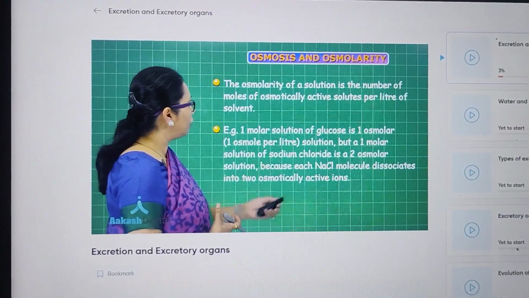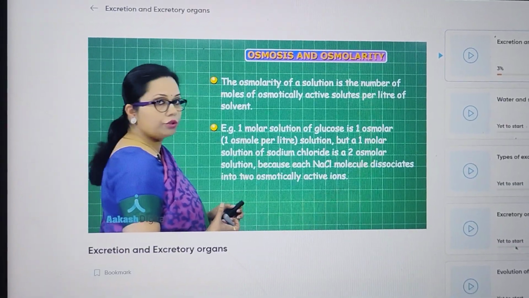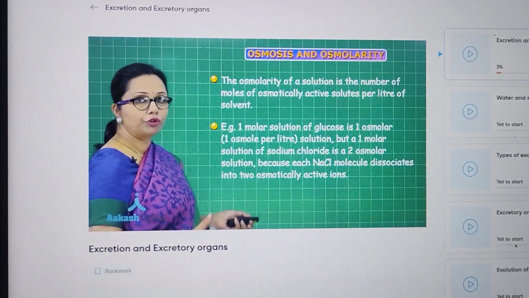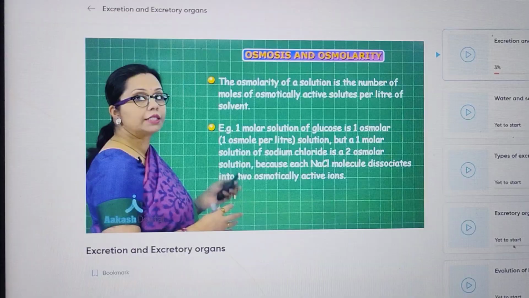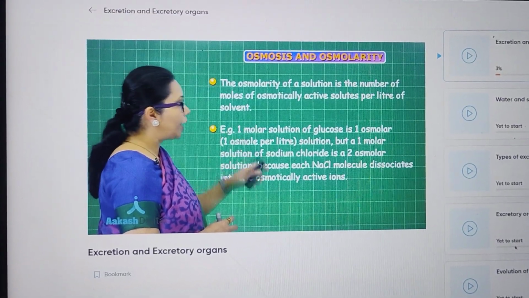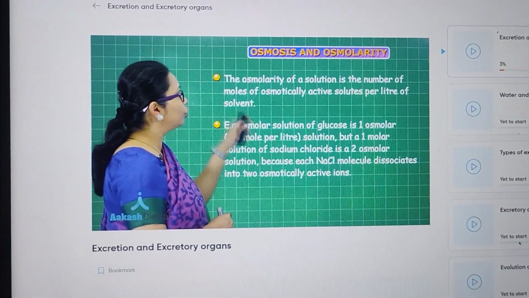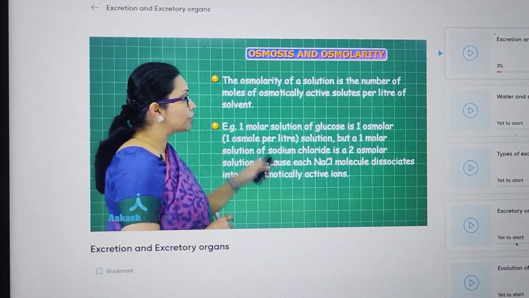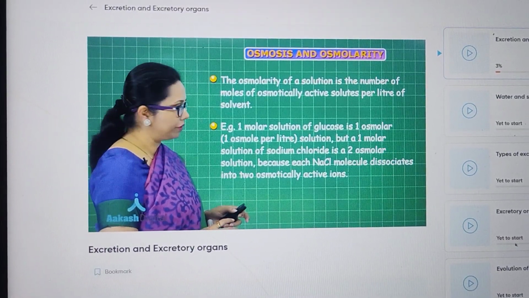But when there is a 1 molar solution of sodium chloride, then it is a 2 osmolar solution. Why? Because in water, sodium chloride will dissociate into 2 osmotically active ions, that is sodium and chloride. So that is why the osmolarity of NaCl will be higher even though both of them are 1 molar solutions. So this is what we have to keep in mind all through this chapter.